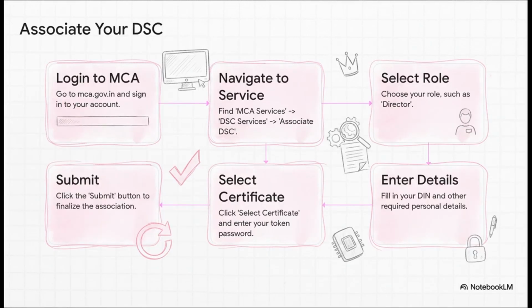The process itself is pretty straightforward, really. You just log into the portal, find your way to Associate DSC under the MCA Services menu. From there, you'll select your role, director in this case, punch in your details, and then a little box will pop up asking you to choose your certificate. You'll enter your token password, hit submit, and you should get that beautiful success message.